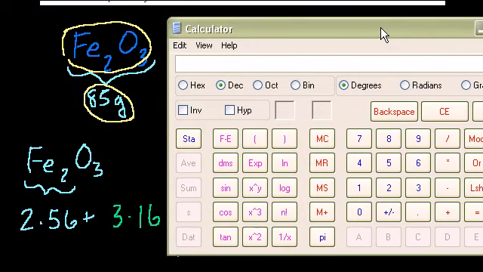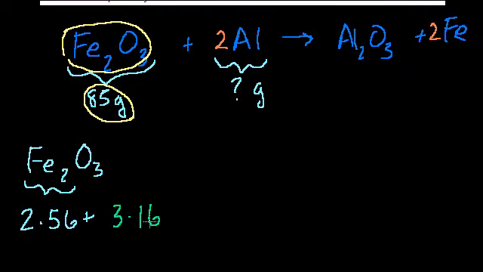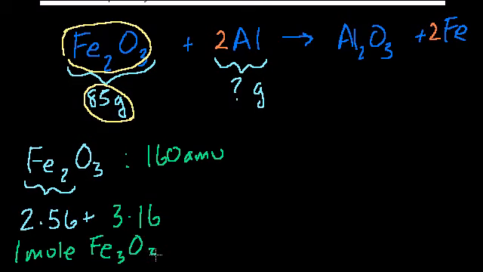Is that right? That's 48 plus 112, right, 160. So one molecule of iron 3 oxide is going to be 160 atomic mass units. So 1 mole, or 6.02 times 10 to the 23 molecules of iron 3 oxide, is going to have a mass of 160 grams. So, in our reaction, we said we're starting off with 85 grams of iron oxide.